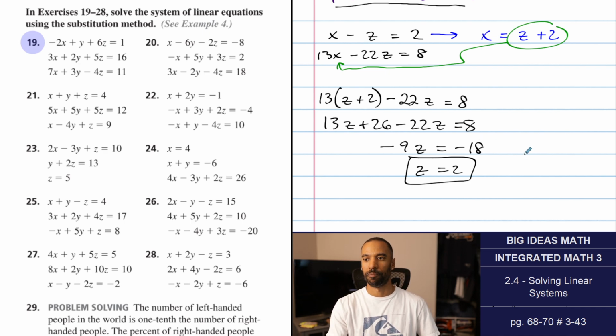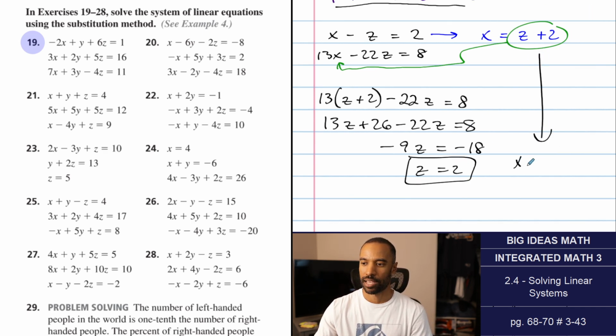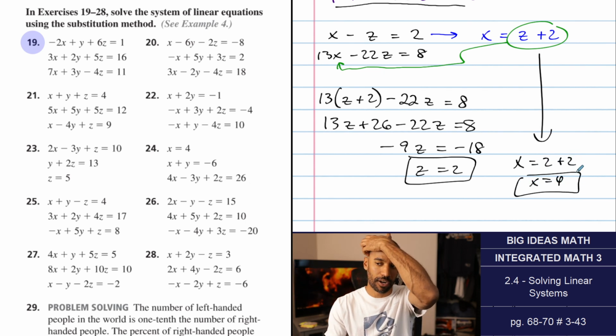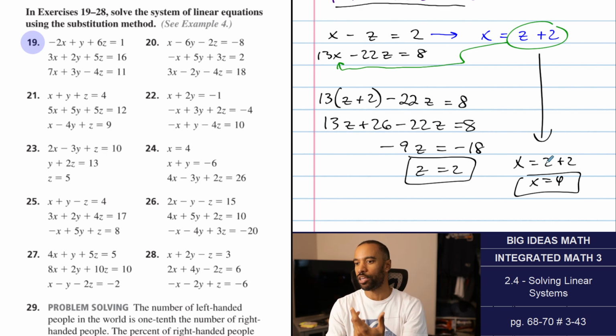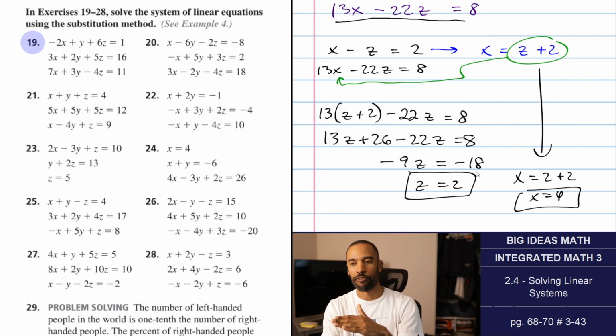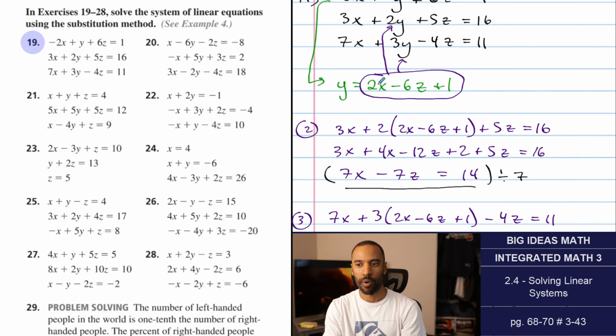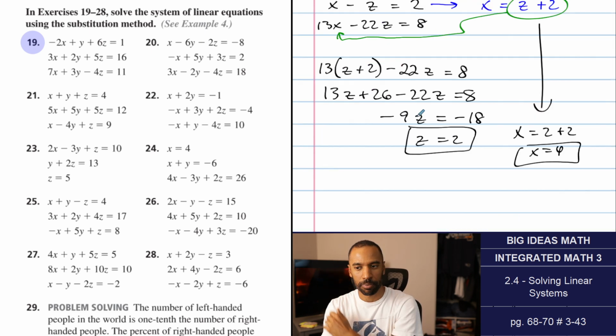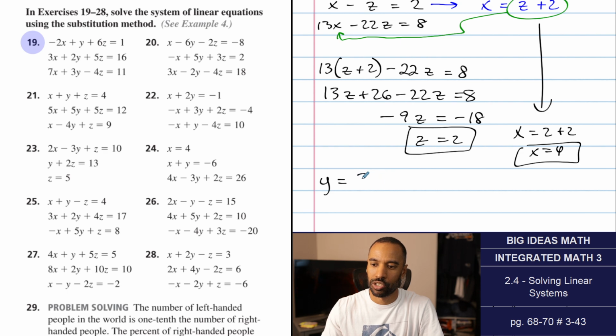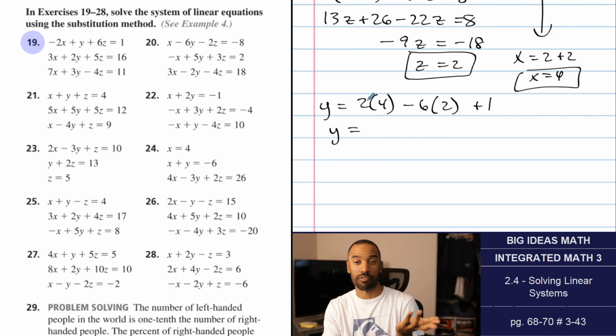Okay, z equals 2. Here's where things go kind of fast at the end. And I know you're like, well, that's really slow. Now I get to substitute z for 2 right here to solve for x. x is 2 plus 2, which is 4. Basically, because x is by itself, I don't have to solve for x. I just have to evaluate x. And same thing here. 2 and 4 can go in my equation where I solve for y. 2x minus 6z plus 1. And it's straight up already, now you just evaluate.